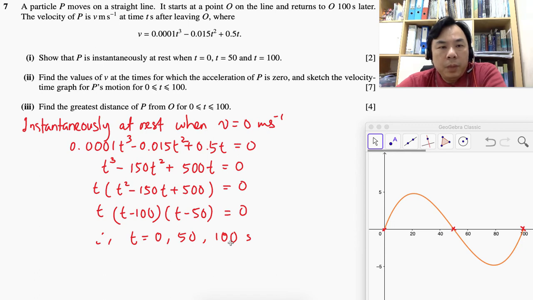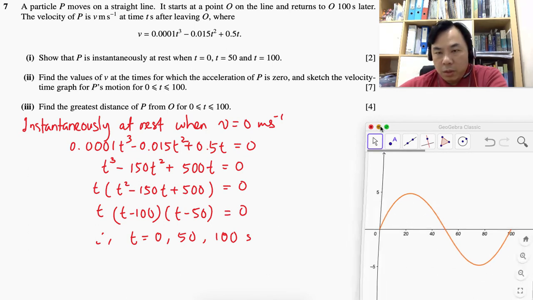Now, number two, find the values of v at the times for which the acceleration of the particle P is 0, and sketch the velocity-time graph for P's motion for t more than or equal to 0 and less than or equal to 100. Now, for the second one, we have to recognize that this is actually a cubic equation. Without the help of software, I'm going to show you shortly. Let's assume that you have never seen this graph.